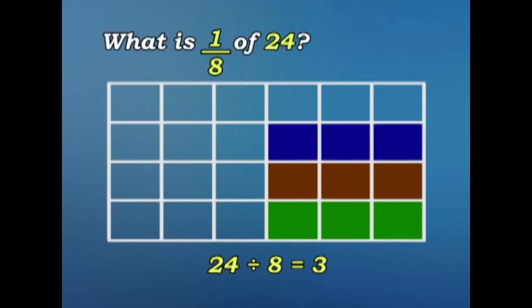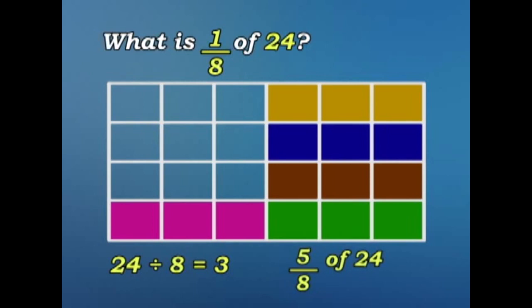So how many sets of 3 do we have? 1, 2, 3. Let's colour another set, but let's use another colour. That's 4. And let's colour one more set, but let's use a different colour. So how many sets of 3 do we have? We have 1, 2, 3, 4, 5. Now we know that 3 is 1/8 of 24. And we have 5 sets of 3. So we have 5/8 of 24.